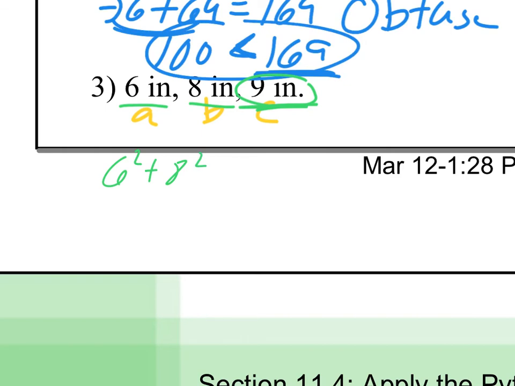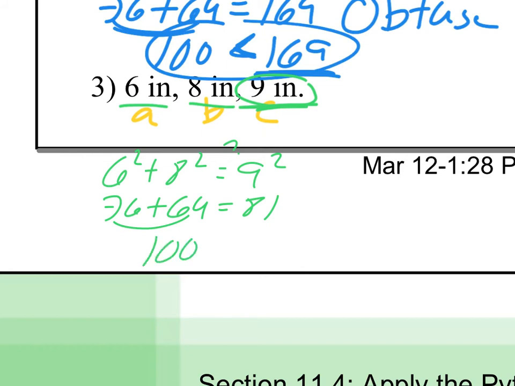6 squared plus 8 squared equals 9 squared. I'm trying to figure out, does that work? 6 squared still 36. 8 squared still 64, and that equals 81 on the other side. And when I add these 2 together, the A squared plus the B squared was bigger than C squared. What do you know? This was greater than the 1 by itself, the C squared. This is when you get the acute case.